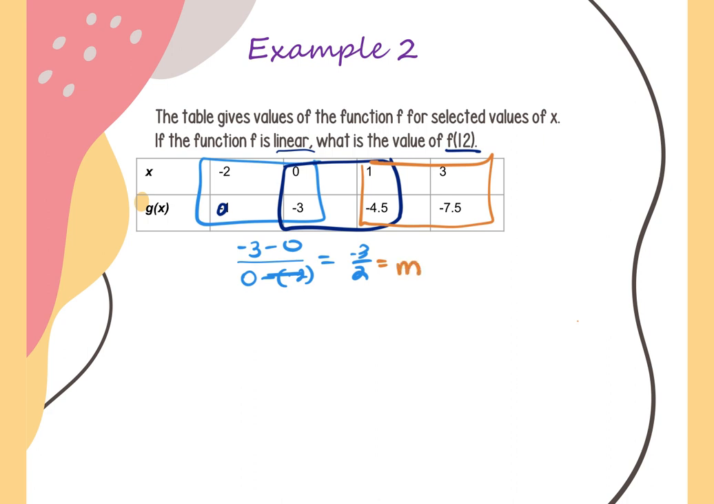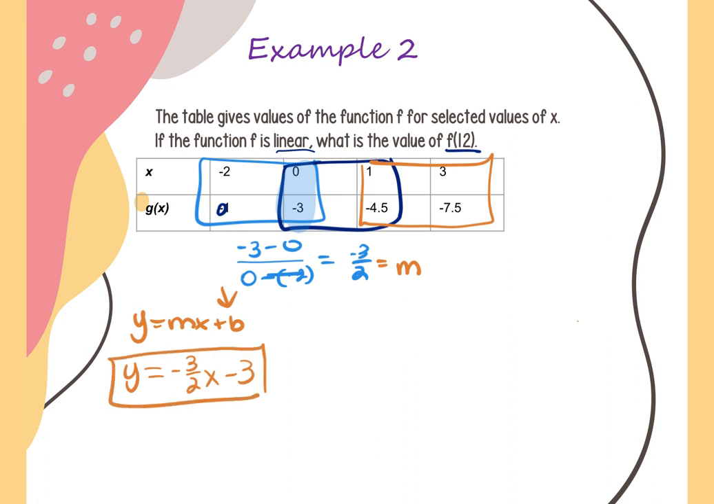And then in the equation y equals mx plus b, the b is your y-intercept. If you look at the points that are given this time, the y-intercept is when x is 0. So it actually gives you that value. And so I can say y equals -3 halves x minus 3 is the equation of this linear function.